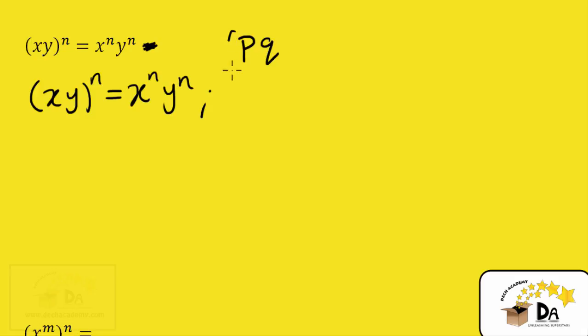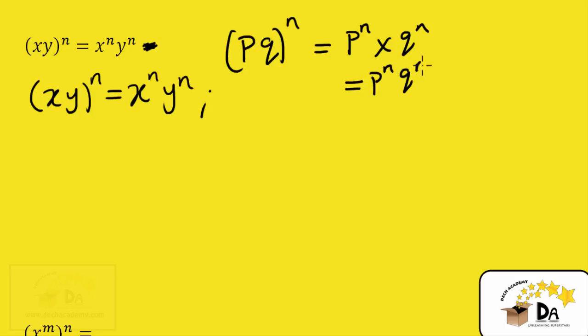The next important law says x times y, all raised to the n, is equal to x to the n times y to the n. And the variables are not just restricted to x and y. It could have been the variables p and q. P times q raised to the n, for instance, is equal to p to the n times q to the n, which is p^n q^n. So that's what this rule is saying.